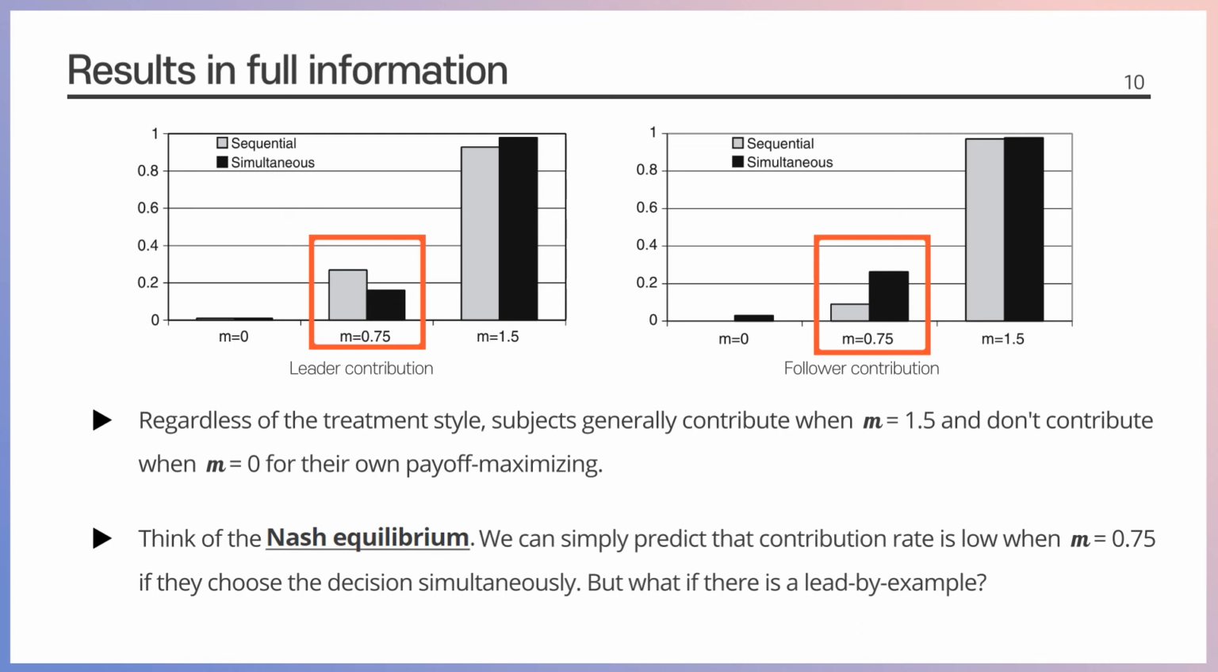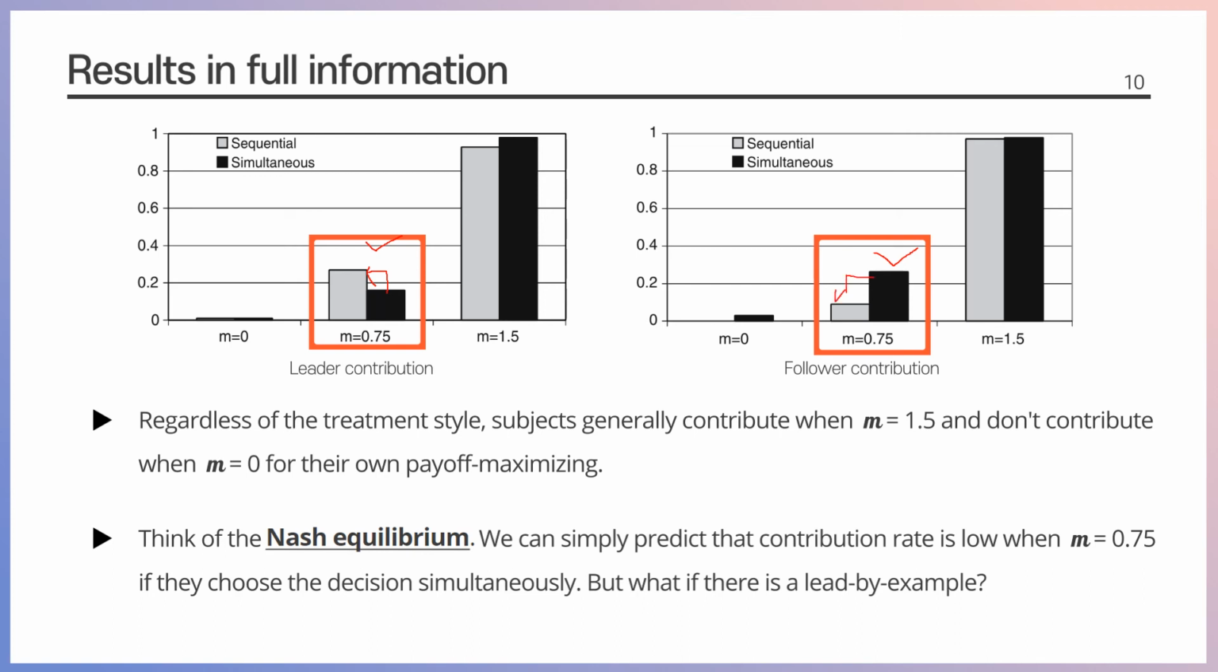Then think about when M is 0.75. With the Nash equilibrium above, we can simply predict that the contribution rate is low when M is 0.75 if they are in the simultaneous environment. Did something change with the sequential treatment? To answer that question, we need to focus on the red box. First, the first subject, when M is 0.75, tends to contribute more than in the simultaneous one. On the contrary, the second subject tends to contribute less than in the simultaneous one.